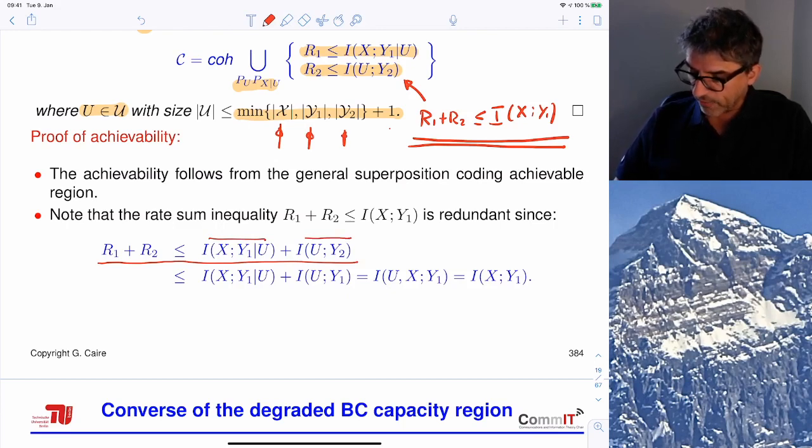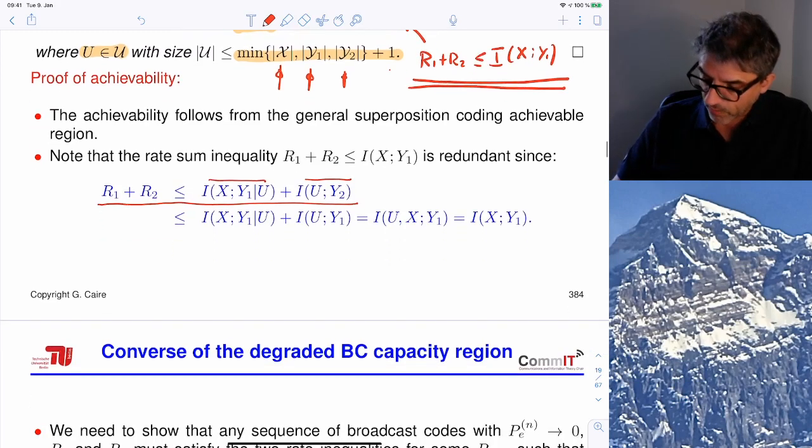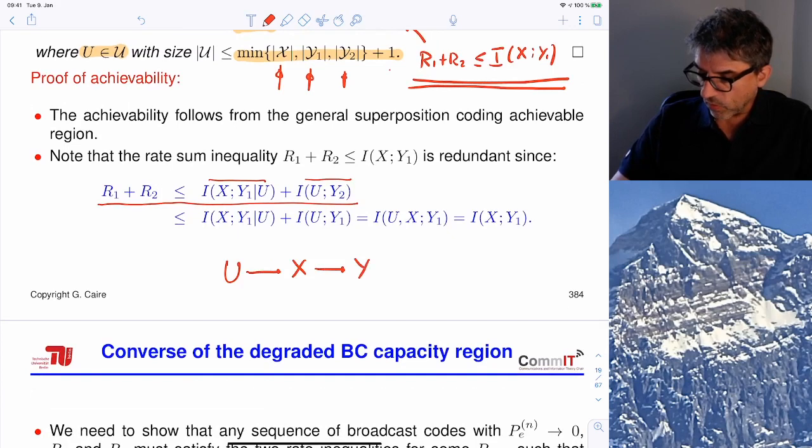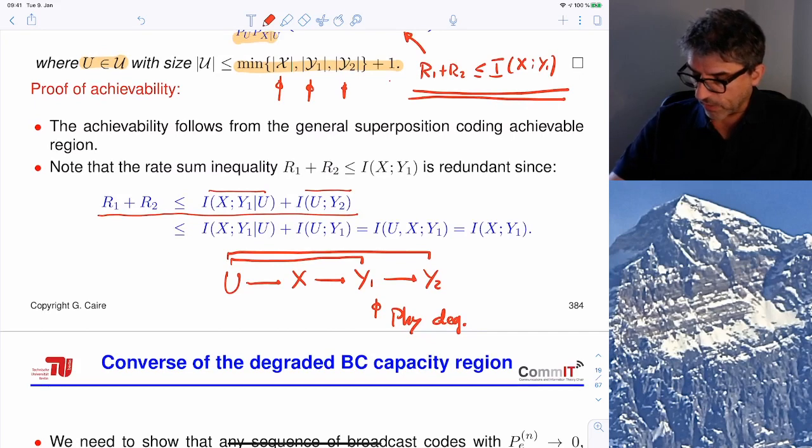But then we have that because of the degradation, the mutual information between U and Y2 is less or equal than the mutual information between U and Y1, because we have the Markov chain U, X, Y1, Y2, at least in the case of the physically degraded. And therefore, the mutual information from here to here is always greater or equal than the mutual information from here to here by the data processing inequality. And then we have this bound, and when you put things together here, you have this. But as we have already seen before, because once you condition with respect to X, U and Y1 become independent, then this reduces to this term.